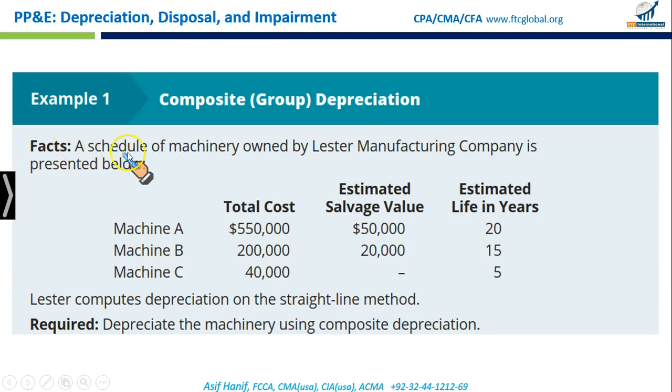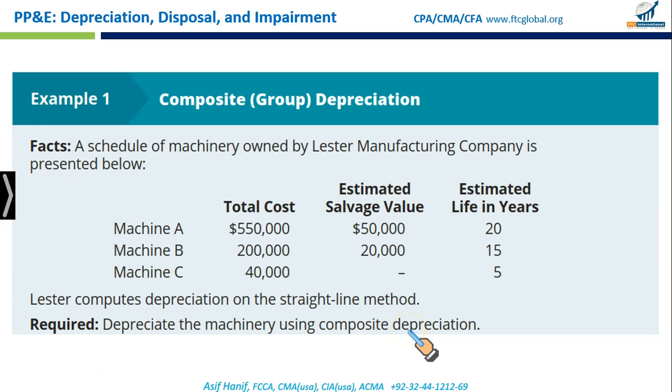A schedule of machinery owned by Leicester Manufacturing Group Company is presented below. We have 3 machines A, B, C with these costs, with these estimated salvage values and estimated life in years. Leicester computes depreciation on straight line method. Depreciate the machinery using the composite depreciation.